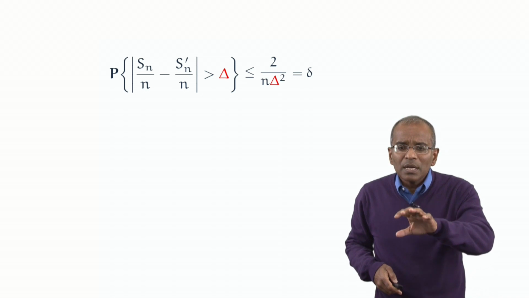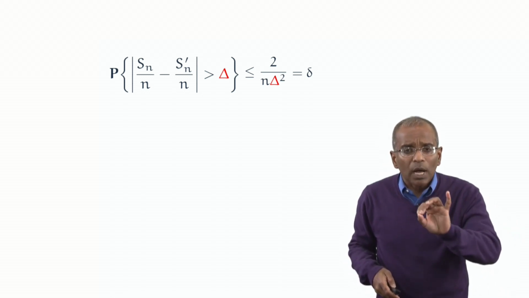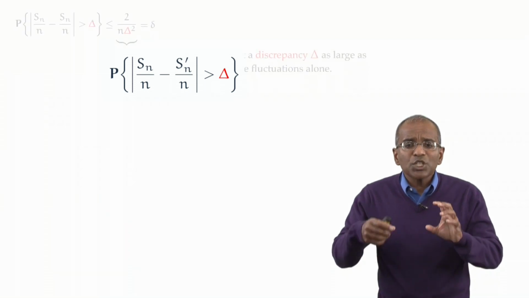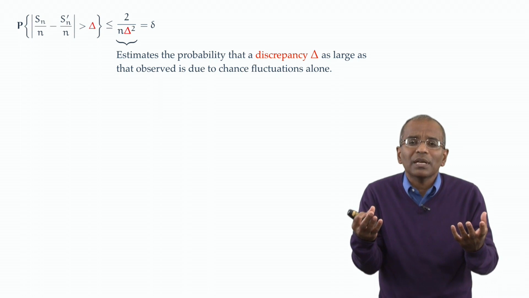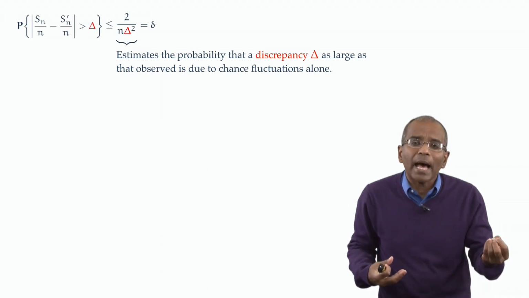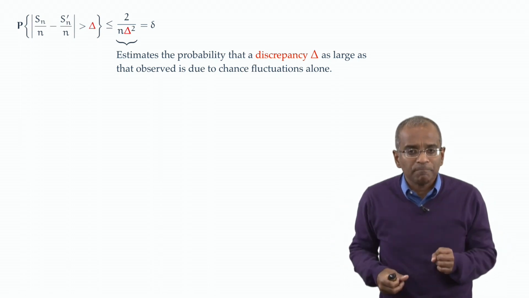Now, here is the basic setting. The estimate on the right tells us the chances that random fluctuation gives you a discrepancy as bad or worse than what is actually observed.